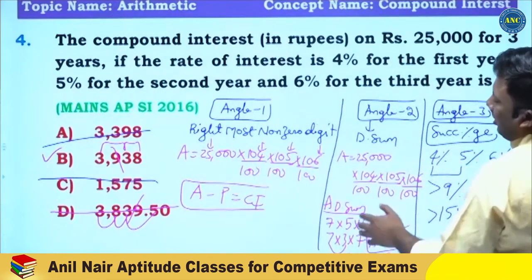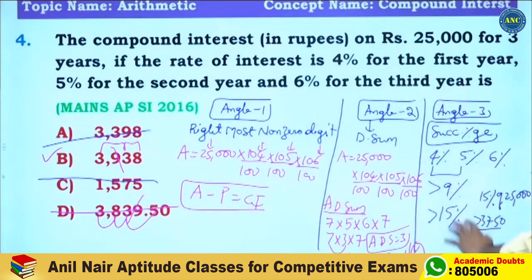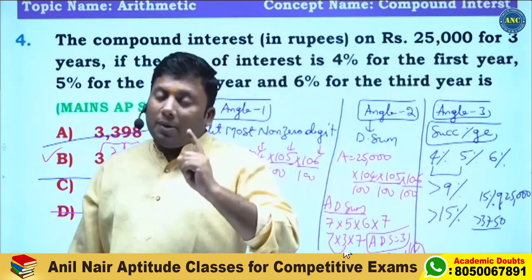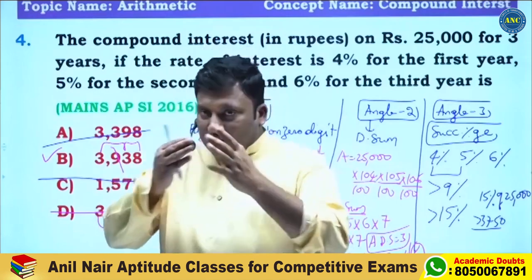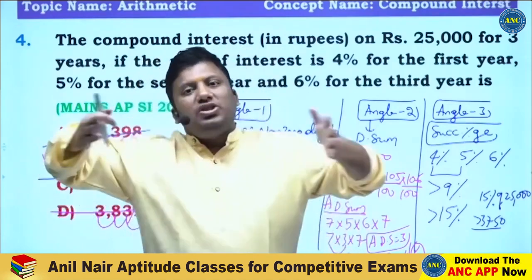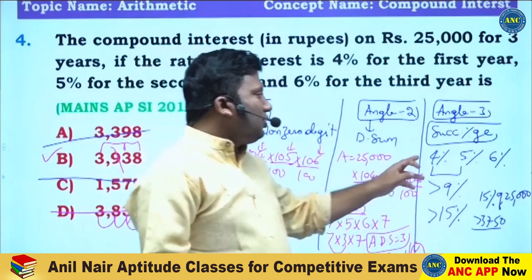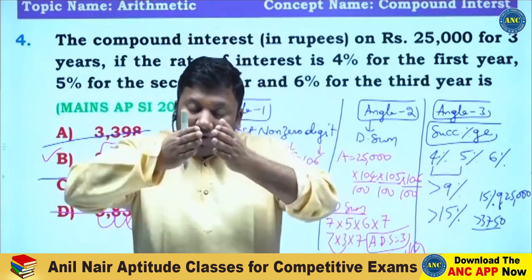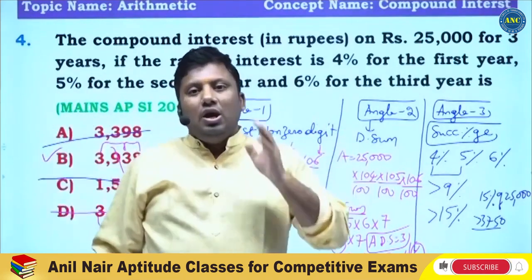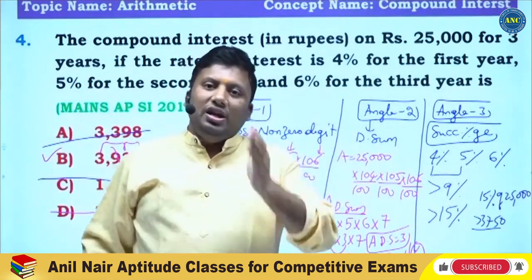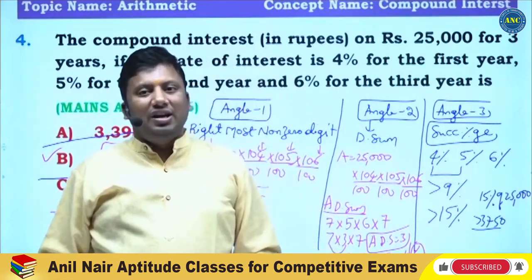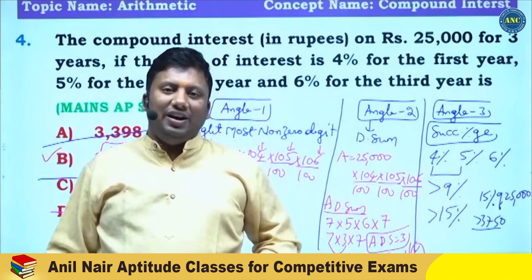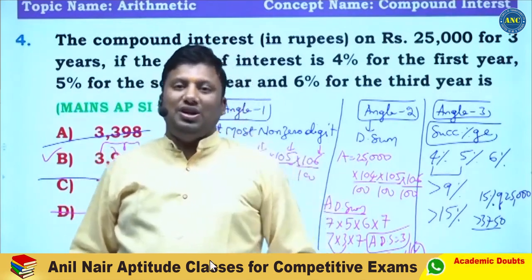Now that is the rightmost non-zero digit, angle 1. I hope it is clear. Please write down this key point in your notebook. If the answer options are far away from each other, with a huge difference between them, use successive percentage first. If the answer options' unit digits are different, again I am repeating, use the rightmost non-zero digit logic.